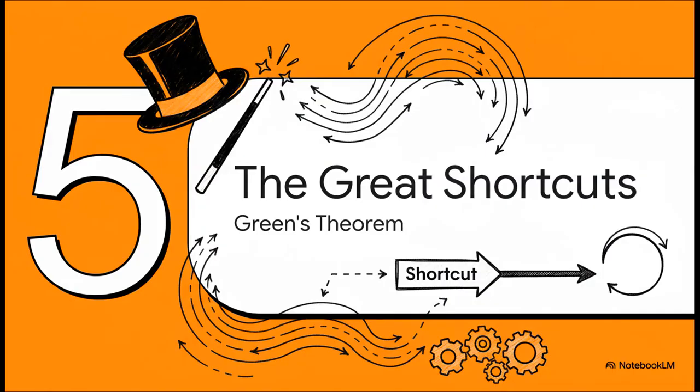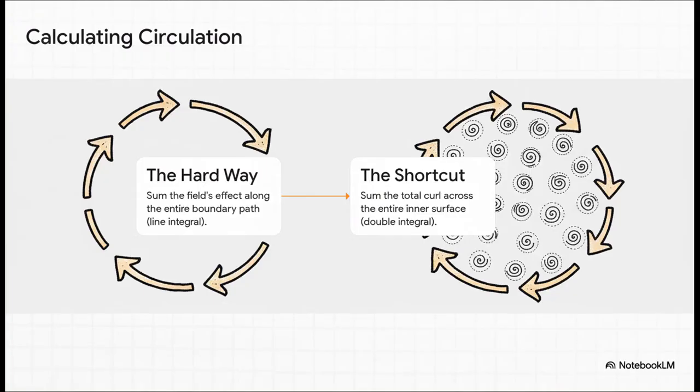Okay, now for the really cool part, the magic trick, you could say. We've been looking at these local things, like curl at a single point. Now we're going to see how they connect to the big picture. Because let's be honest, calculating those line integrals can be a real pain. But guess what? There are shortcuts. And our first big shortcut is called Green's theorem.